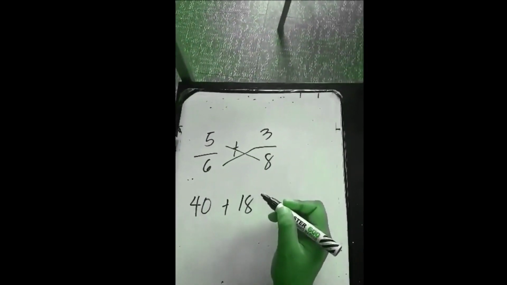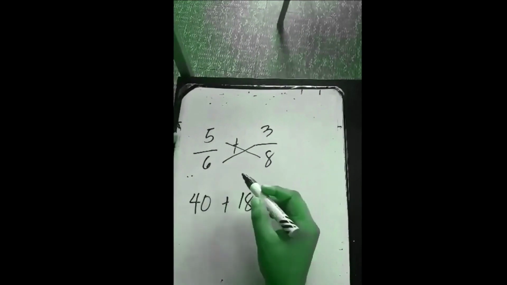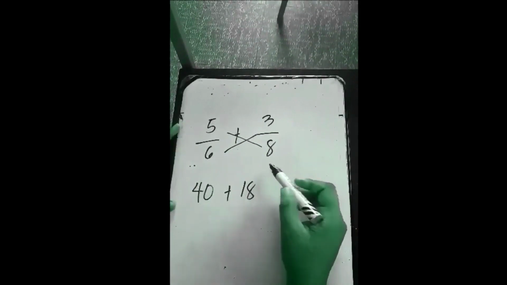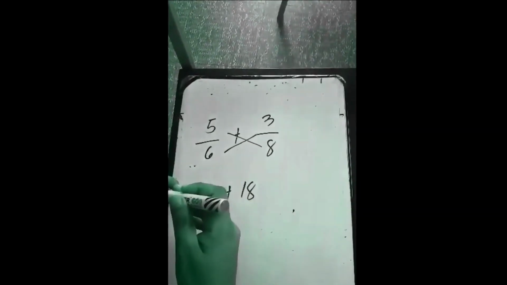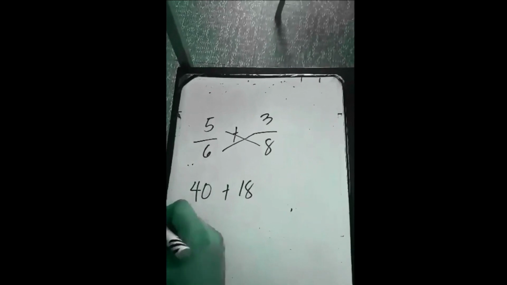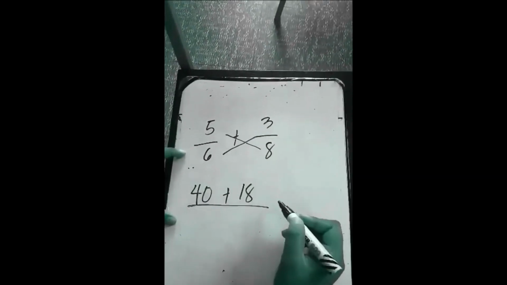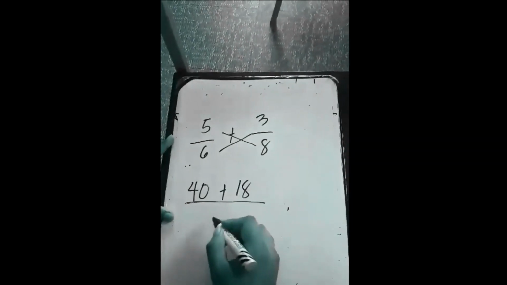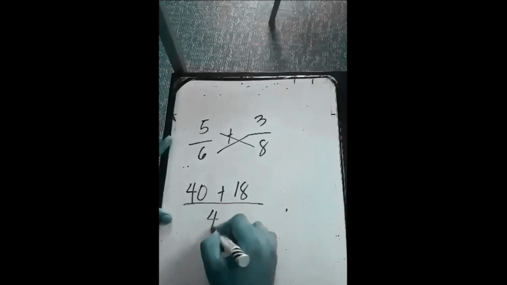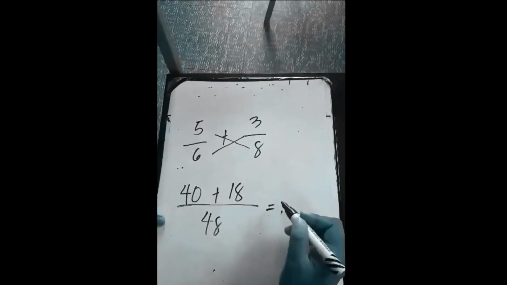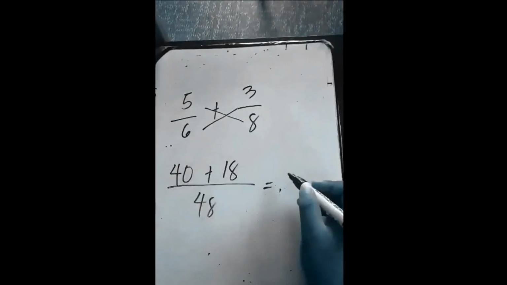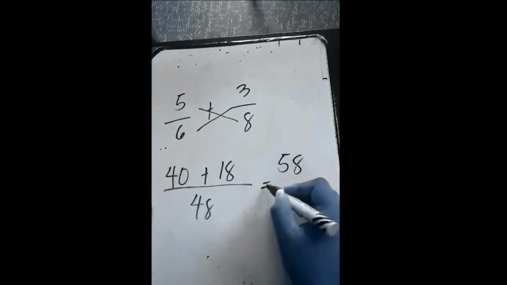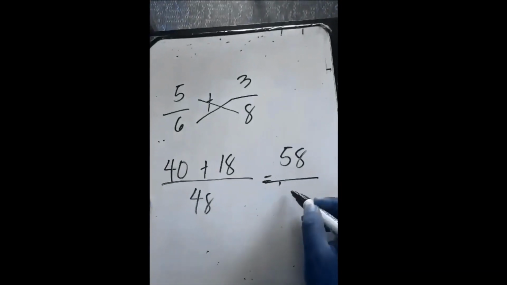Now, for the sake of my subscribers, 5 is the numerator of the first times the denominator of the second, which is 8, and 6 denominator of the first times 3 numerator of the second. And now we multiply the denominators to get a new denominator. 6 times 8, that gives us 48, and simplifying the numerator, we have 40 plus 18, that will give us 58, and let us copy the denominator, which is 48.